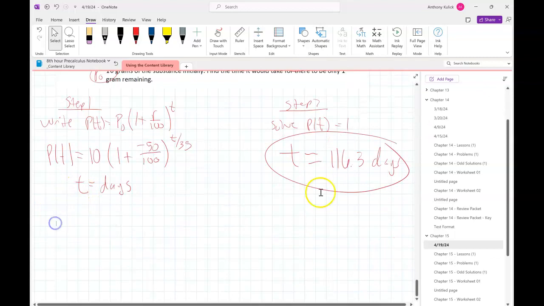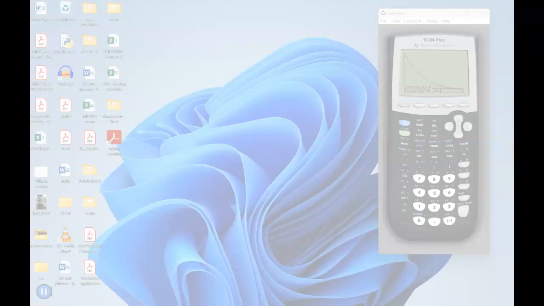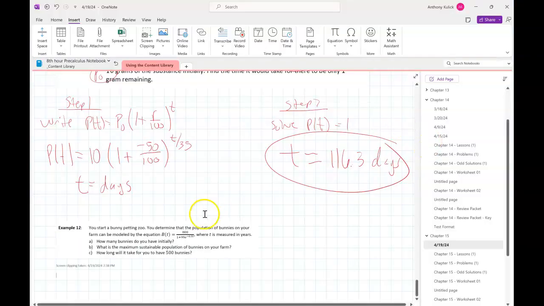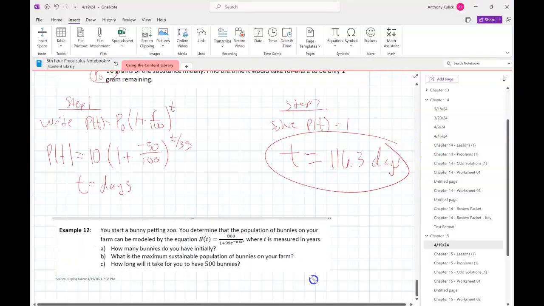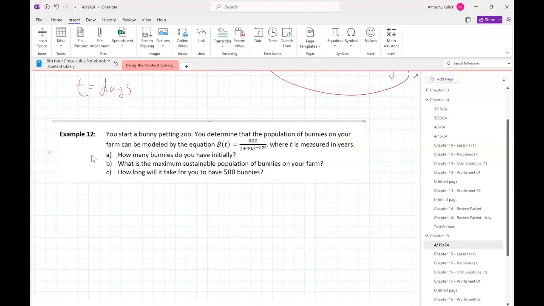Okay. I think I have one more example. Yes. Okay, good. So you might have to use a logistic population model. You'll never have to create your own. I'll always give you the logistic model, and then you just have to use it to do stuff.